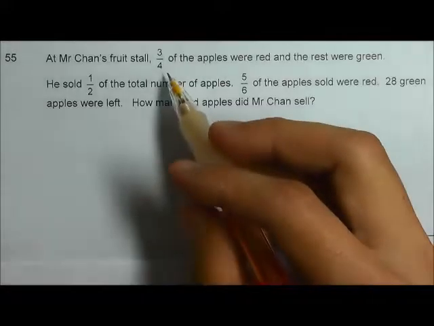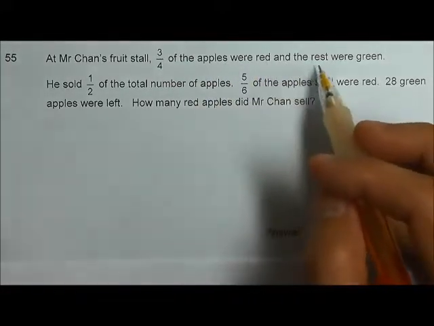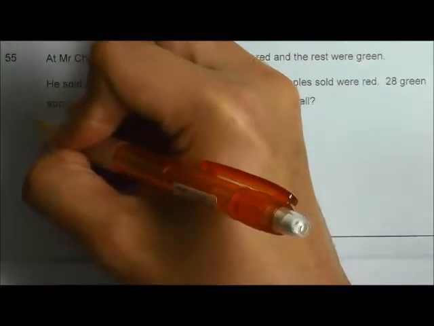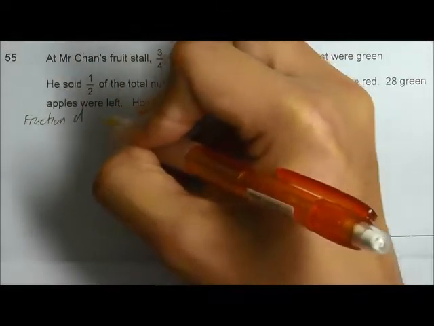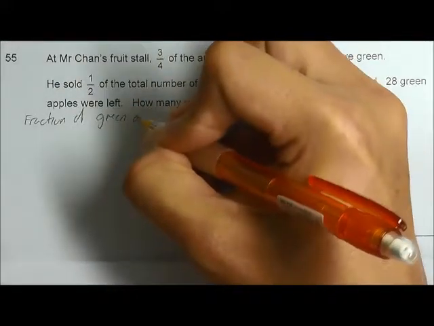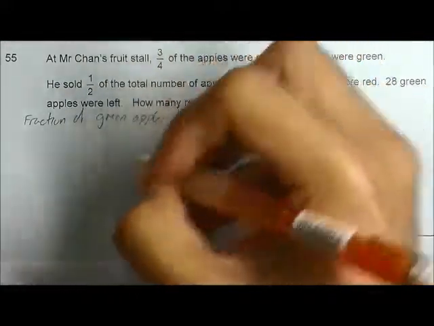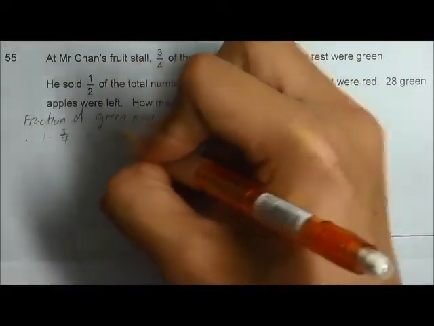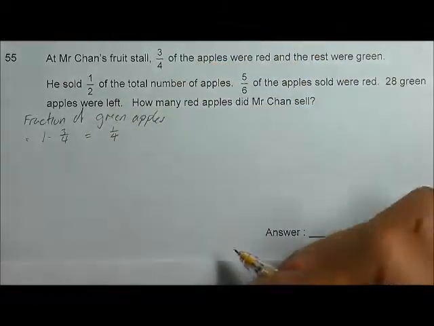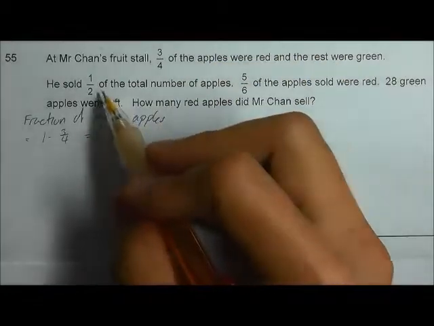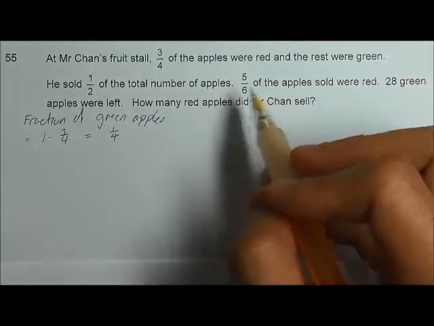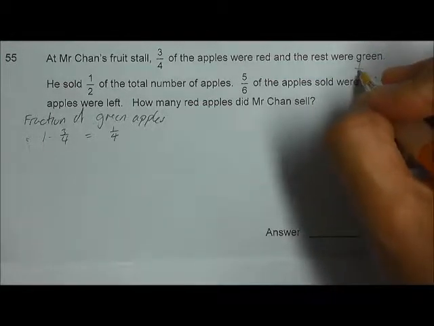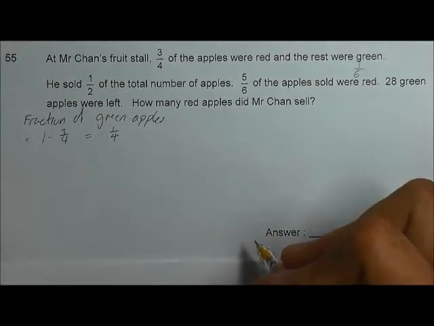Mr. Chan has 3/4 of his apples red and the rest were green. So we can find out what is the fraction of green apples. It will be 1 minus 3/4. That will be 1/4. Then he sold half the total number of apples, and 5/6 of the apples were red. That means 1/6 of the apples were green.